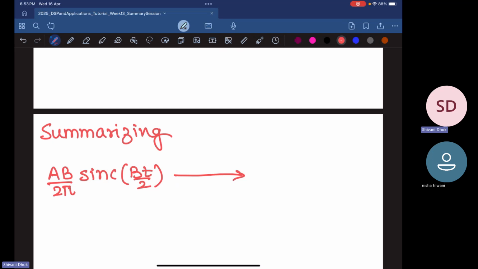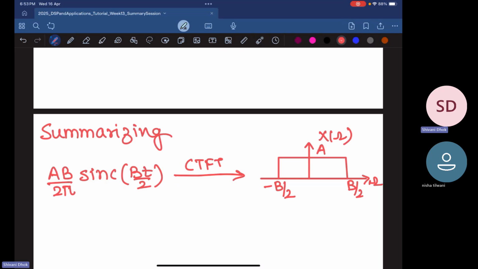in time domain, then its CTFT is given by this function here with a magnitude of a, ranging from minus b by 2 to b by 2. This is the omega axis and this is X of omega. Okay, so this relation we have built, and this is how it will look. If you are able to memorize this, well and good. If you are not able to memorize this, just start from the very basic form and go back to the sinc function, and then your life will be easy.